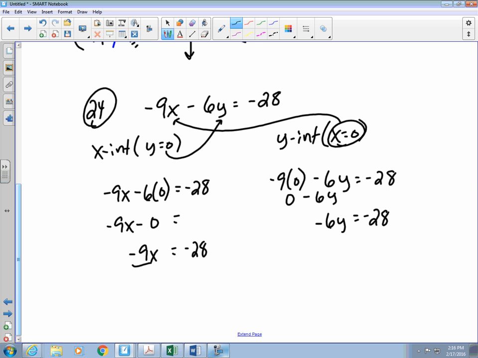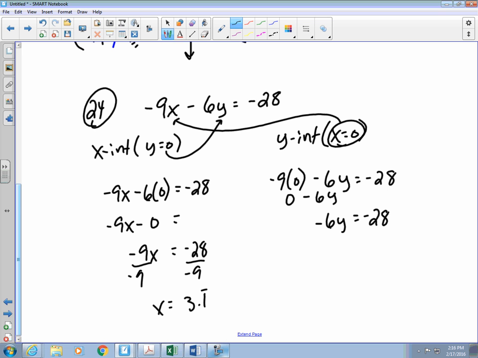Now, divide. Okay. And again, I will accept just this here as an answer. You don't have to rewrite it as an ordered pair. Negative 28 divided by negative 9 is a positive 3.1 repeating.